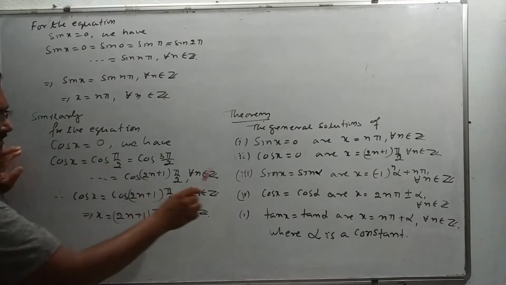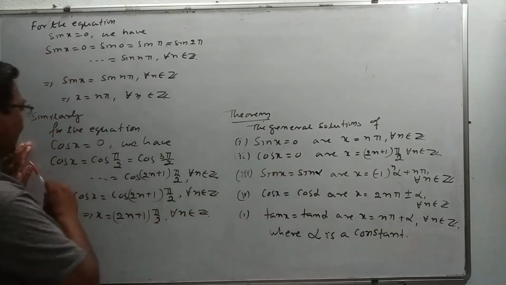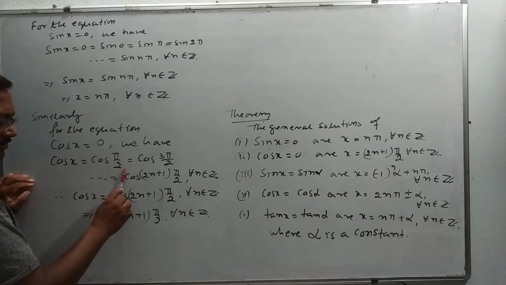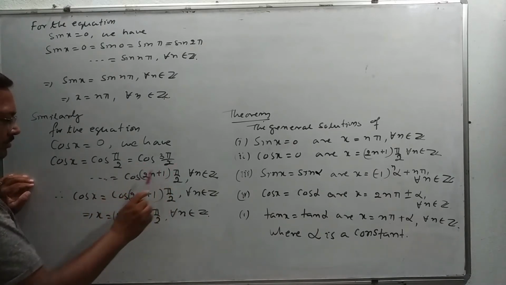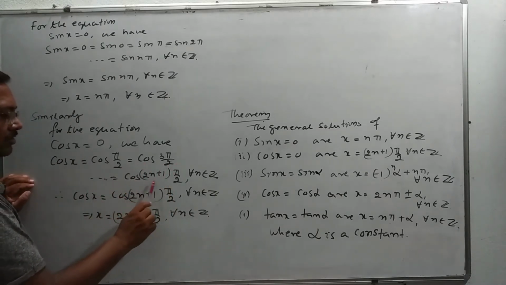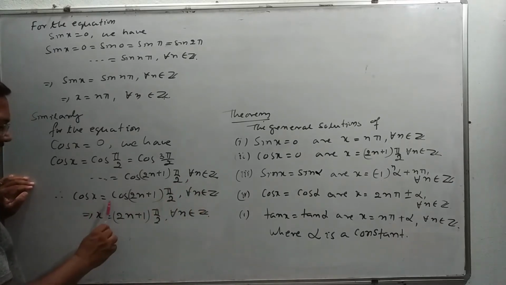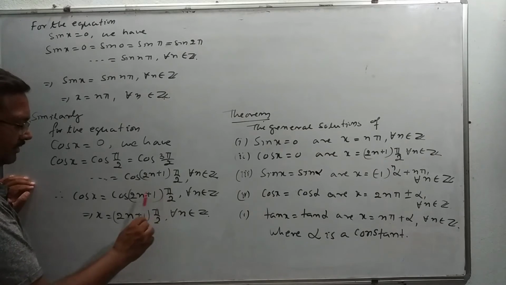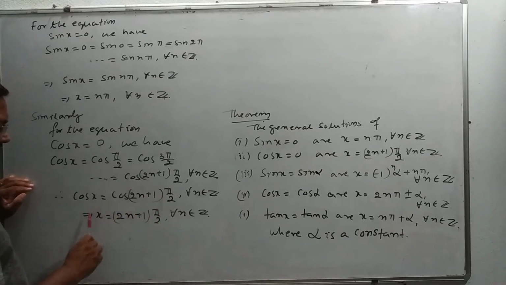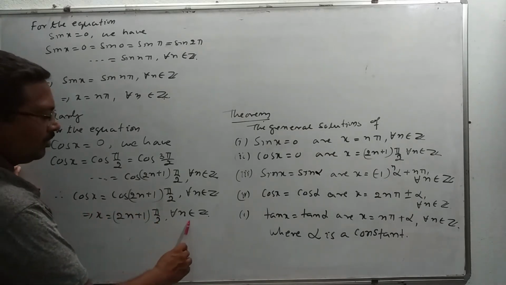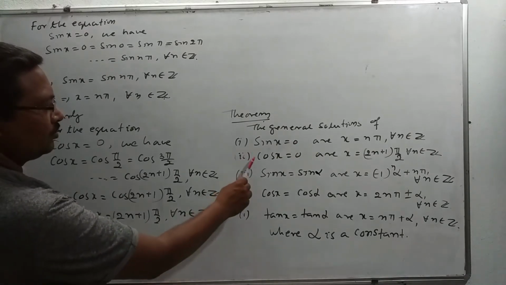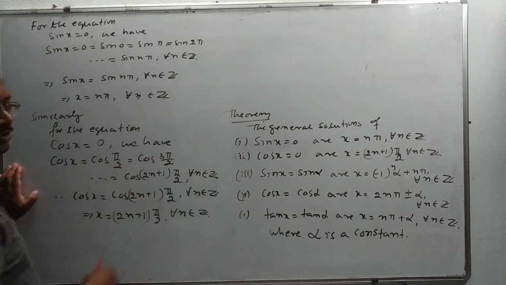Similarly, for the equation cos x equal to 0, we have cos pi by 2 equal to 0, cos 3 pi by 2 equal to 0. In this way, x is an odd multiple of pi by 2, that is x equal to (2n plus 1) pi by 2 for all n belongs to Z. These two equations have this type of solutions.